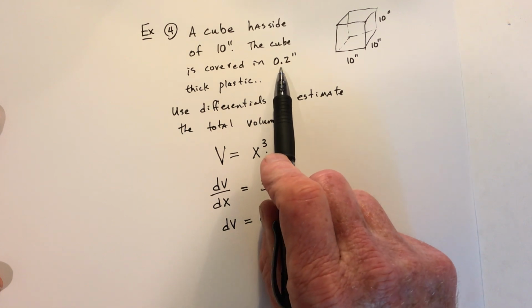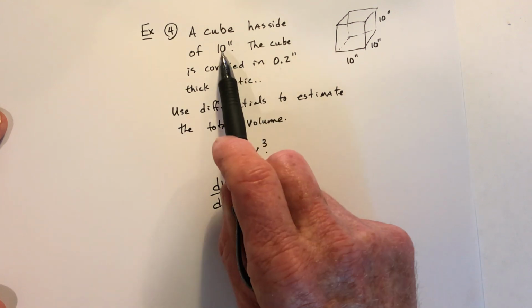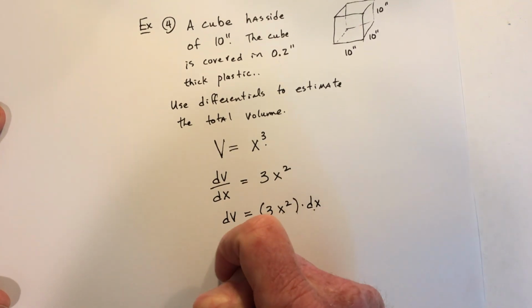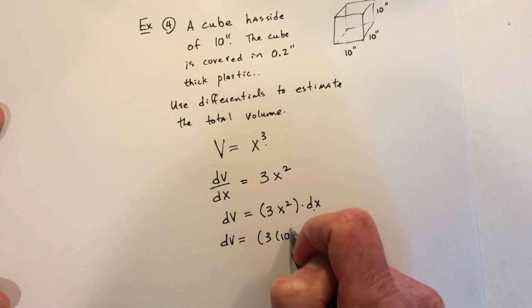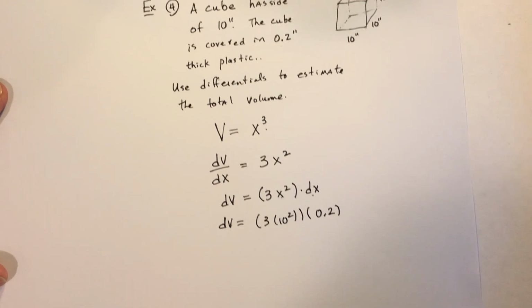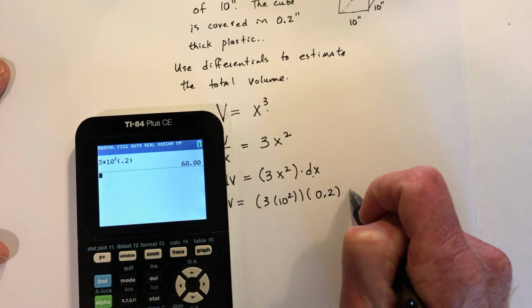And then this is saying what the dx is, and this is saying what the, so this is the dx and this is the x. So this is the 0.2 and this is the 10. So it's going to be 3 times 10 squared, and then dx is a 0.2. And what does that equal? So it's going to be 3, let me clear out that old problem. It's going to be 3 times 10 squared, and then also times a 0.2. So it equals 60.